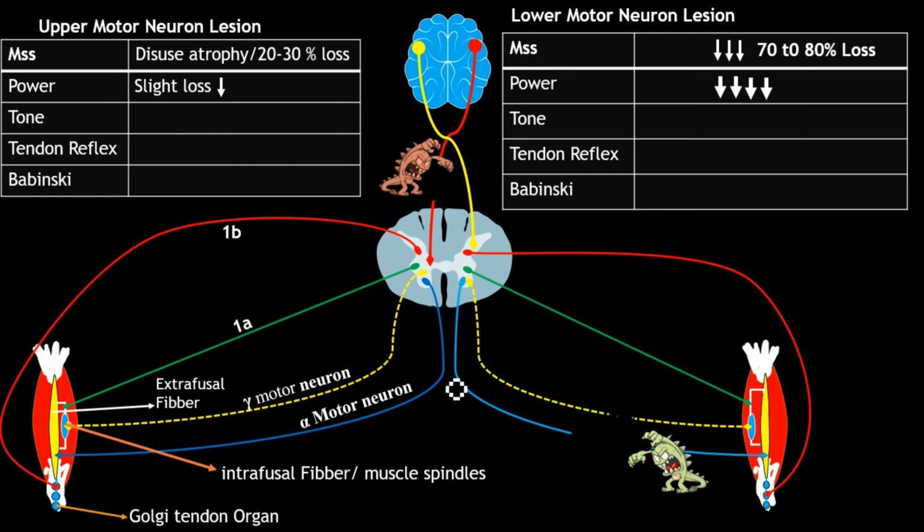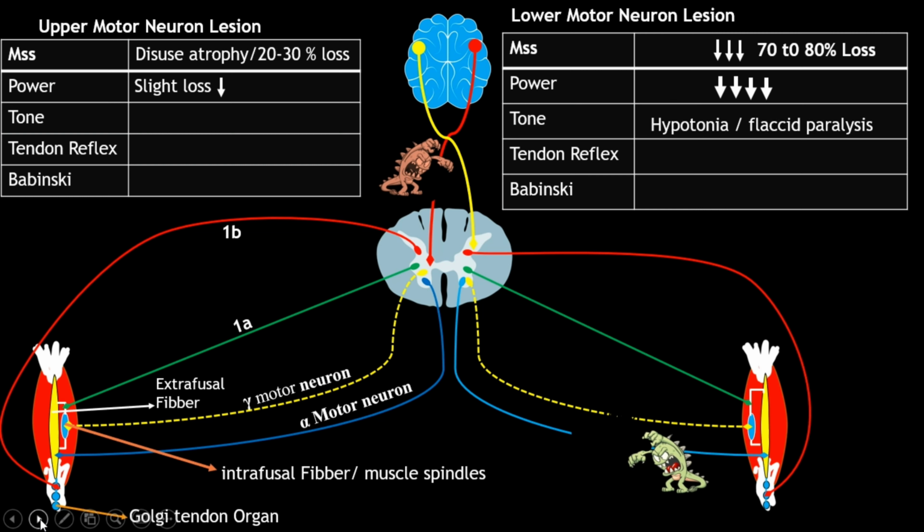No. Why? Because when the gamma motor neurons fire to the spindle fibers, it will activate the alpha motor neurons to contract the muscles, but the alpha motor neuron is already damaged, so it will not be able to produce the tone. The tone will be permanently lost in the lower motor neuron conditions. It will be zero, so there will be a flaccid paralysis. In the lower motor neuron there will be hypotonia or flaccid paralysis.